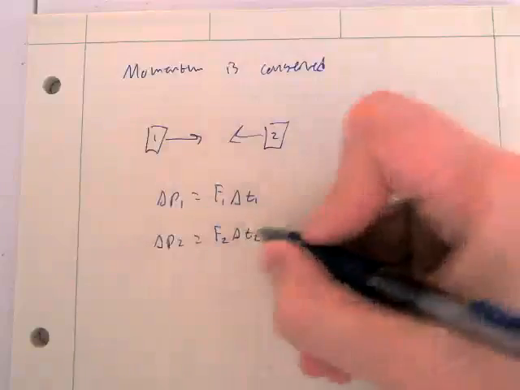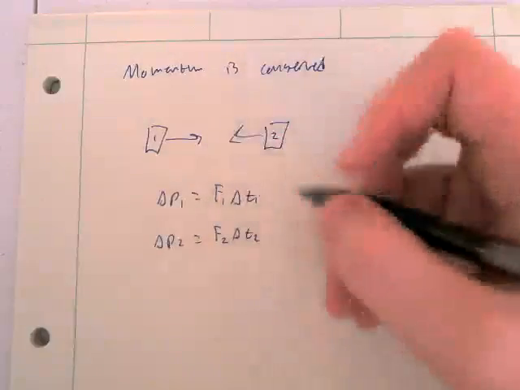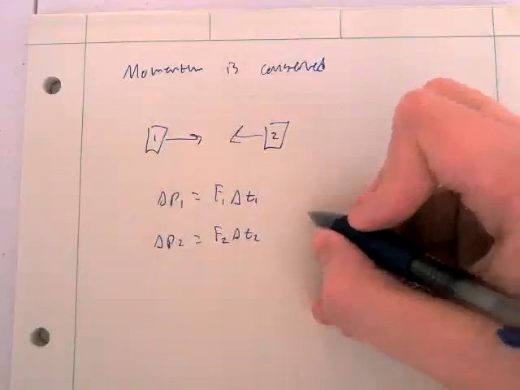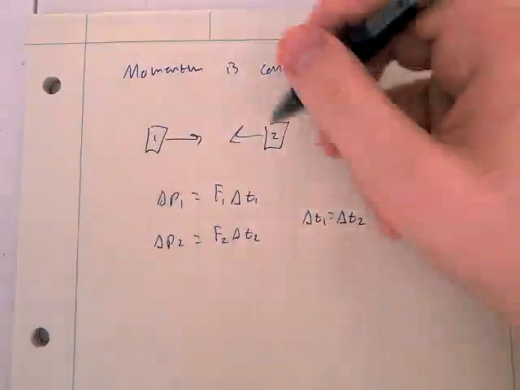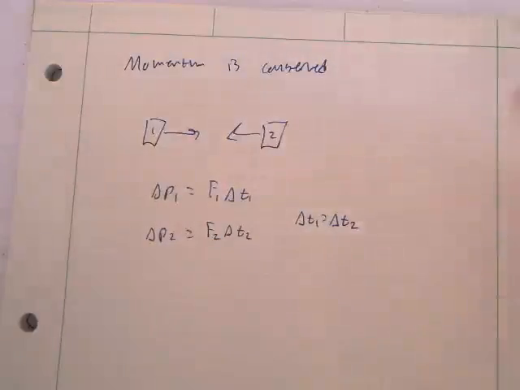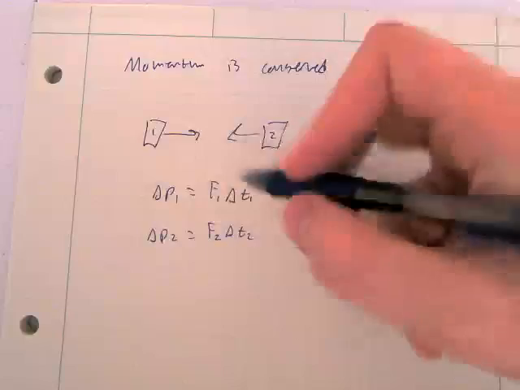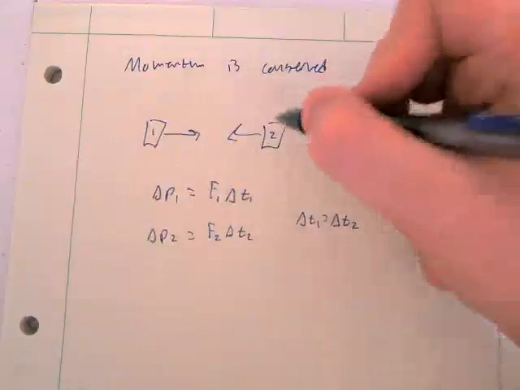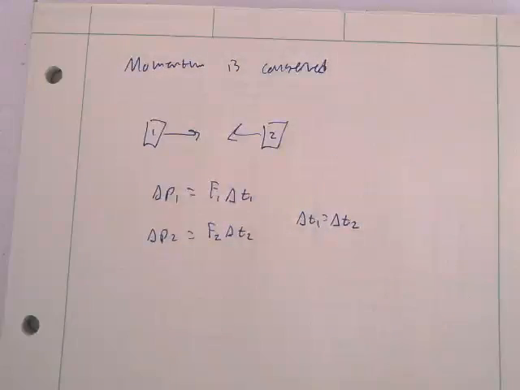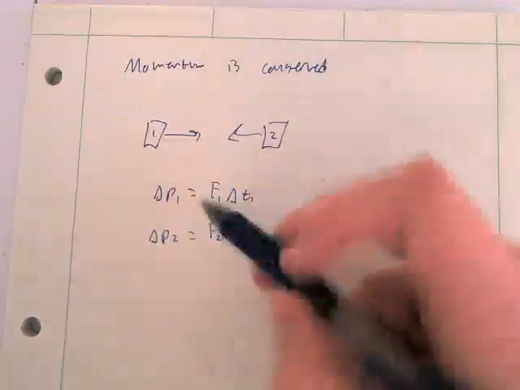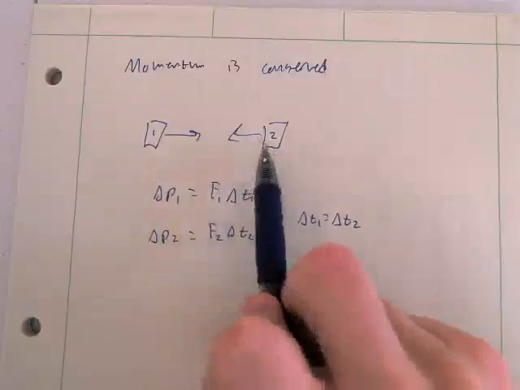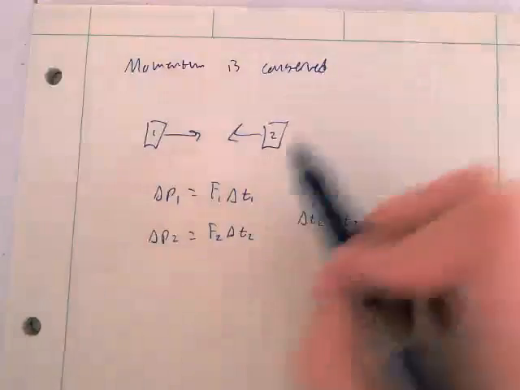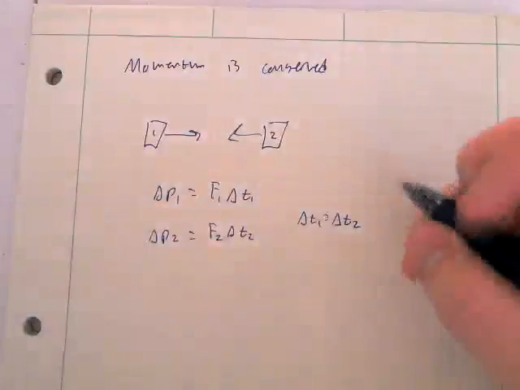But we know some more things about this. Since they are interacting with one another, the simplest thing is to say that T1 has to equal T2. If they're colliding and pushing into each other and then bouncing off, they are interacting with each other for the same amount of time. As long as this one is applying a force on this one, this one is also applying a force on this one. It's not like object one is interacting with this for 3 seconds and this is somehow only interacting with this one for 2 seconds. That doesn't make any sense. They have to be interacting for the same amount of time.